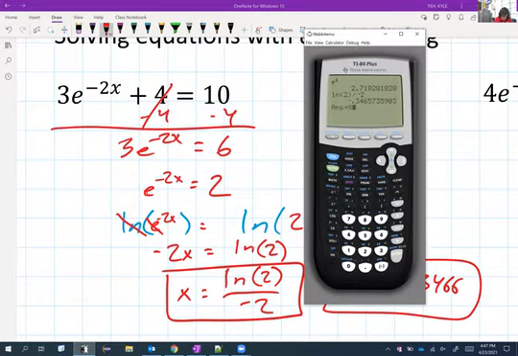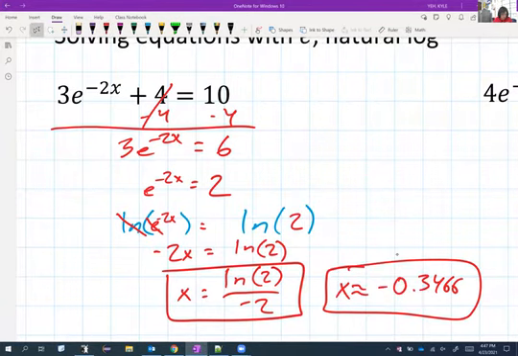I want to check that real quick. I'm going to store that in x and say 3e to the negative 2x plus 4 equals 10. I know I did it right. So it looks a lot like algebra problems we've worked before. Subtract 4, divide by 3, get e alone, and then use ln to cancel it out and solve from there.